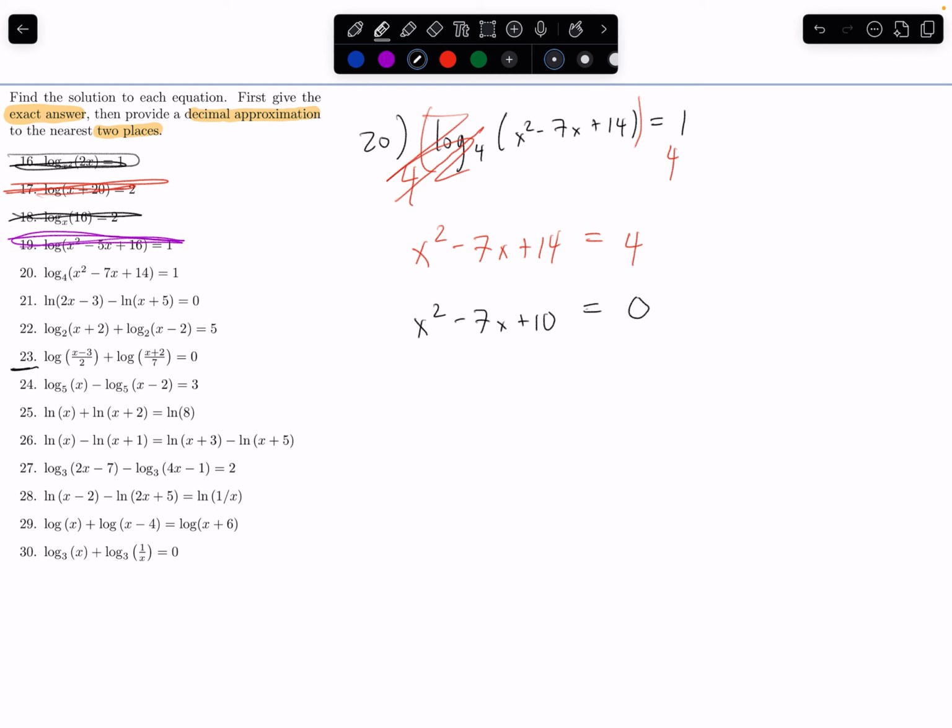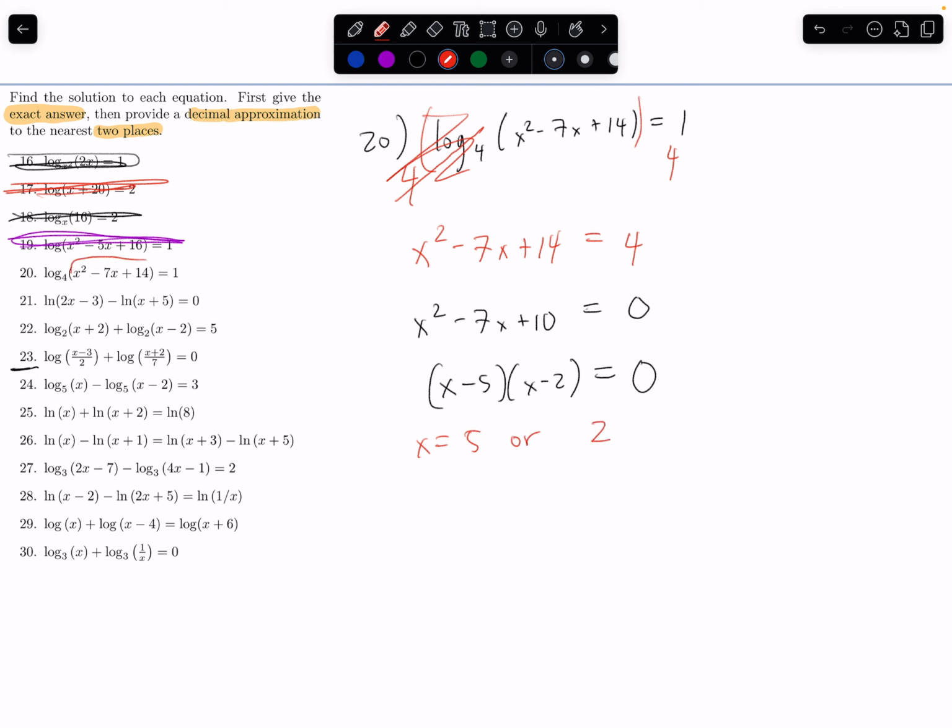Is that factorable? I want two things that multiply to 10 and add to negative 7. That would be x minus 5 and x minus 2. Negative 5 times negative 2 is positive 10. Negative 5x plus negative 2x is negative 7x. Okay, that means x is equal to 5 or 2.